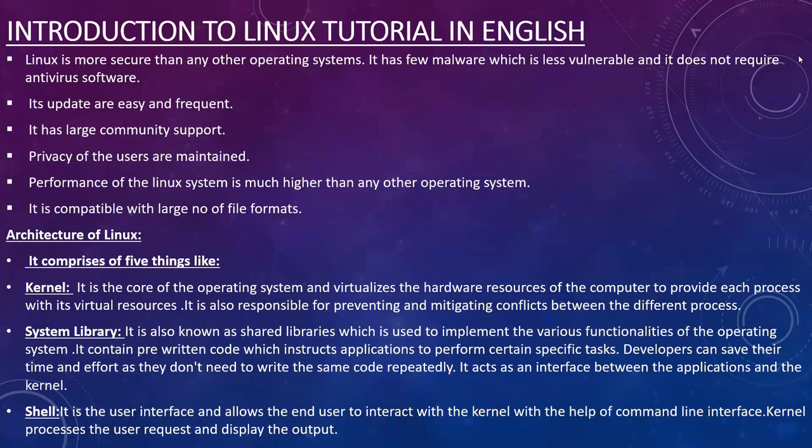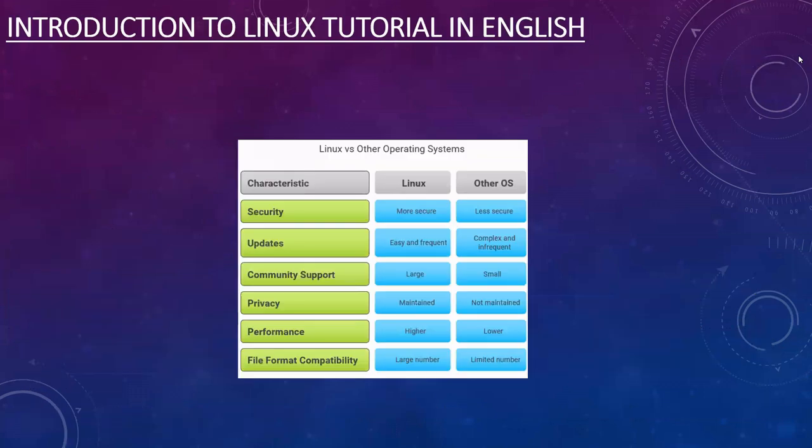System library, also called a shared library, implements the various functionality of the operating system. It contains pre-written code which instructs applications to perform certain specific tasks. Developers can save time and effort and do not have to write the same code repeatedly. It acts as an interface between the application and the kernel. Shell is the user interface that allows the end user to interact with the kernel with the help of a command line interface. The kernel processes the command and displays the output.